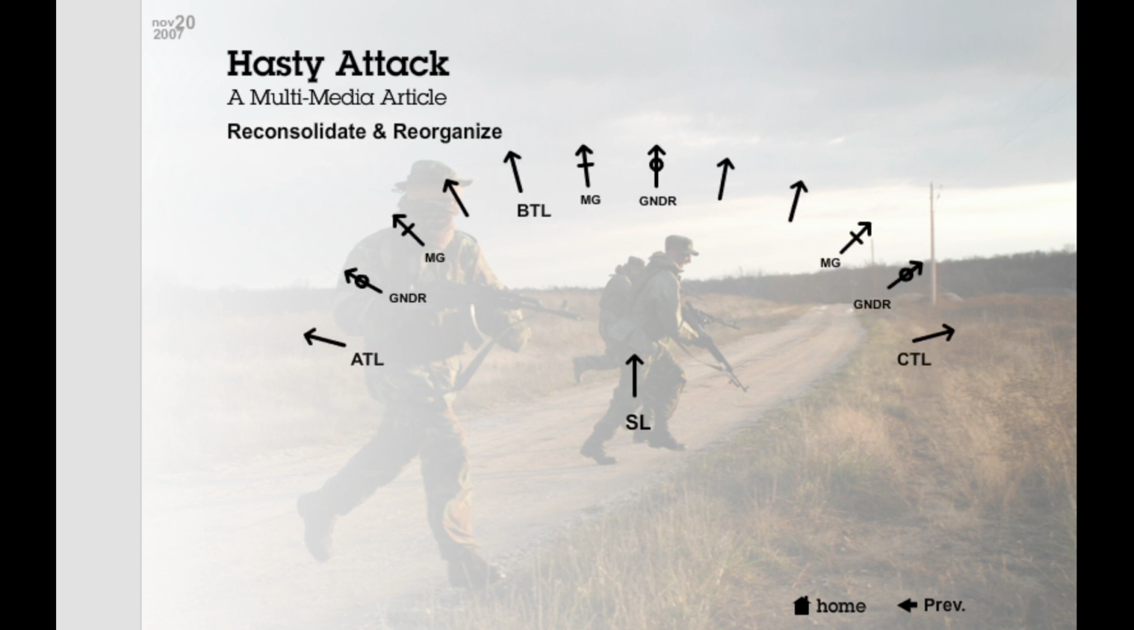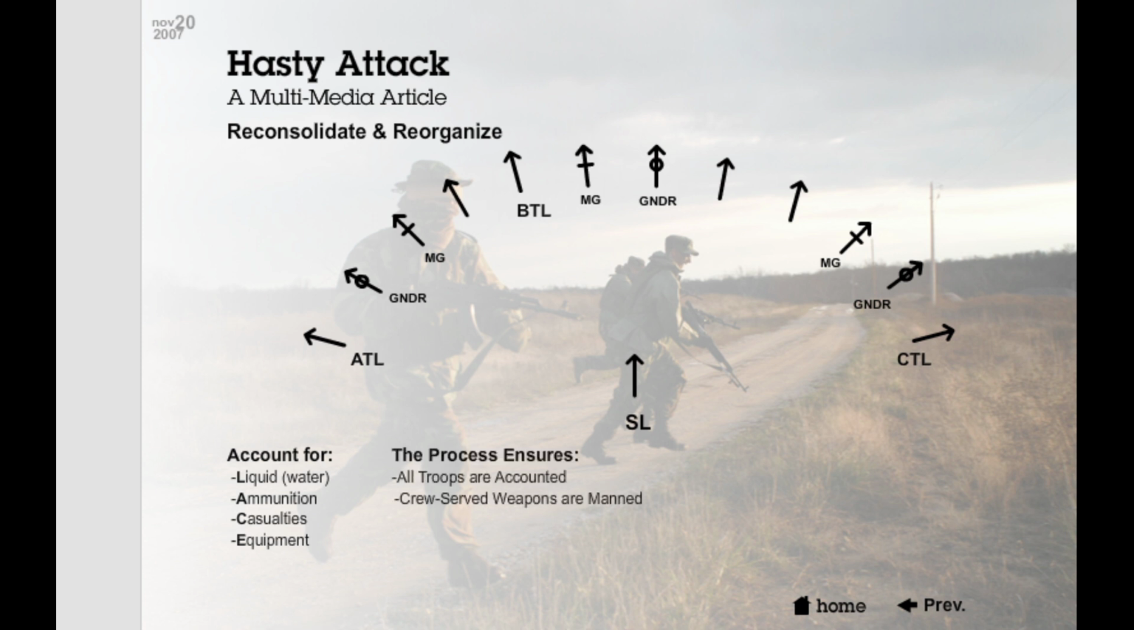The squad leader and fire team leaders then conduct a reconsolidate and reorganize procedure to account for troops, equipment, and supplies using the acronym LACE: liquid, ammunition, casualties, equipment. Through the procedure of reconsolidating and reorganizing, the squad leader ensures that all troops are accounted for, the crew-served weapons are manned, casualties are processed, and the troops have enough ammunition, batteries, and water to continue the mission.